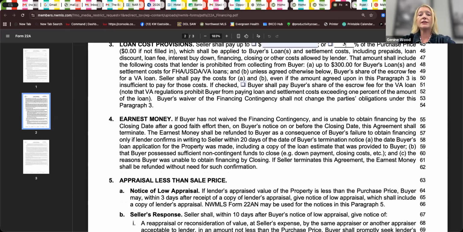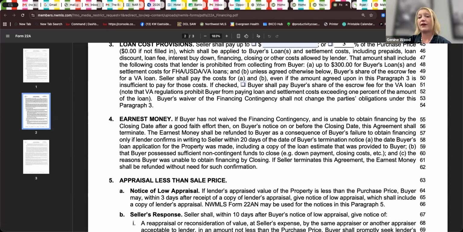Earnest money. If the buyer has not waived the financing contingency, but is unable to obtain financing by the closing date. So it used to be that the failed financing survived the closing date, meaning we are still trying to figure it out. We're 5 days past closing. Now the lender says, nope, you still can't do it. Now I'm going to lose my earnest money. So the lender has to fail the financing on the closing date or before. There's no more after. So be very careful about this.